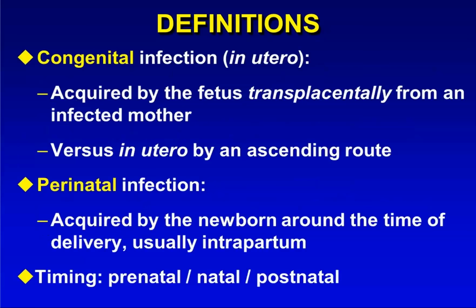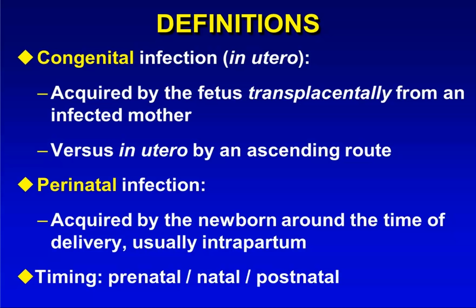So first of all, definitions. I think we need to know when we use these terms what they actually mean. Congenital infection is an in utero transplacental infection, those infections acquired by the fetus through the placenta from a mother who is infected, versus in utero infection, which can be from an ascending route, usually after rupture of membranes. Perinatal infections are those acquired by the newborn around the time of delivery, usually intrapartum.